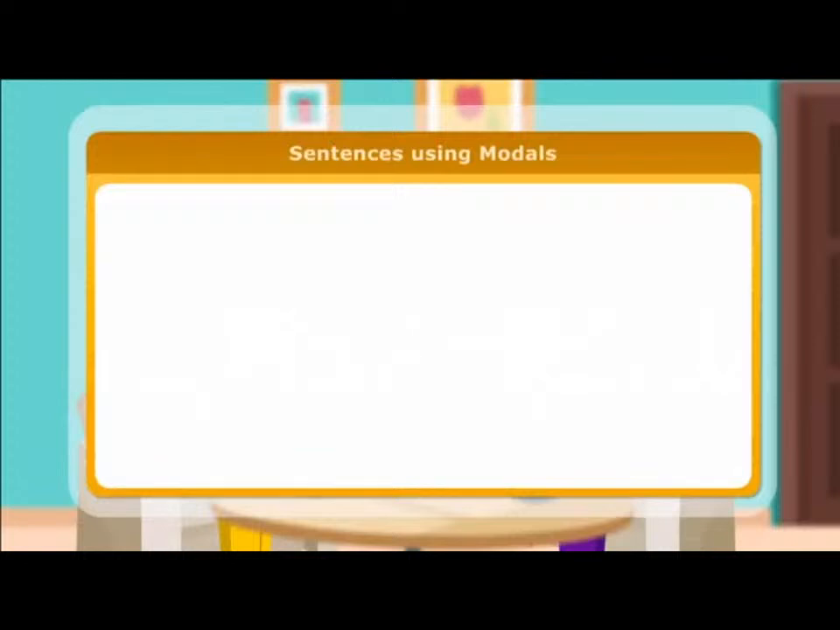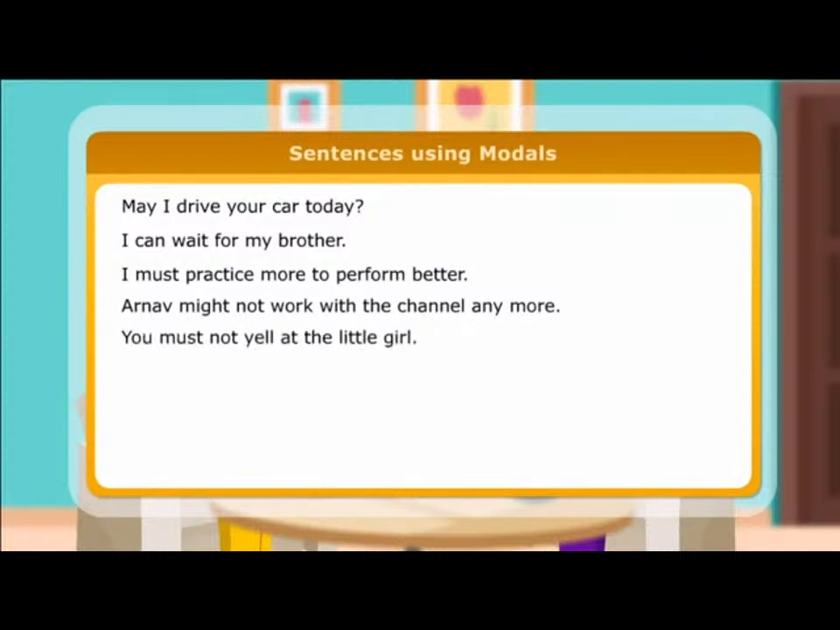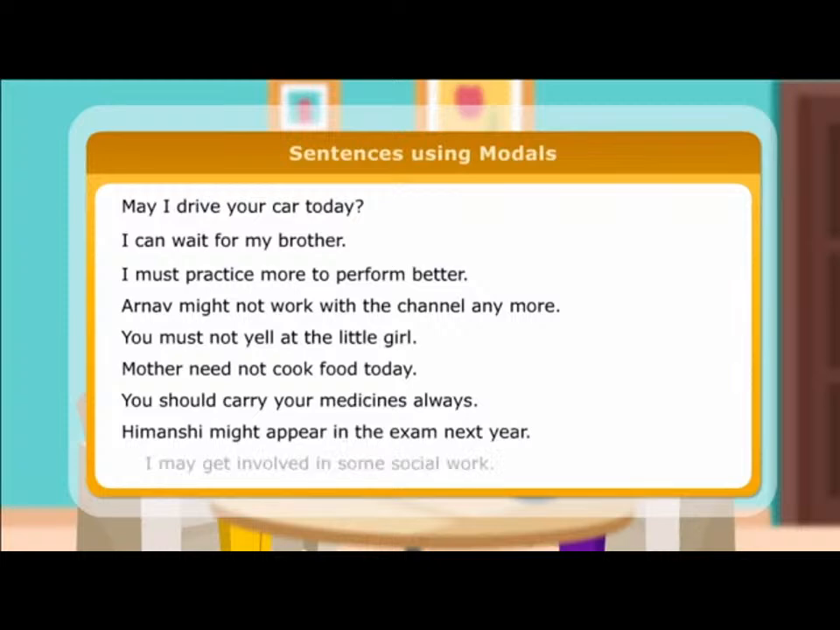Here are few more sentences using modals. May I drive your car today? I can wait for my brother. I must practice more to perform better. Arnav might not work with the channel anymore. You must not yell at the little girl. Mother need not cook food today. You should carry your medicines always. Himanshi might appear in the exam next year. I may get involved in some social work.